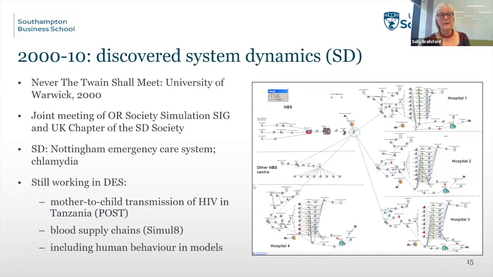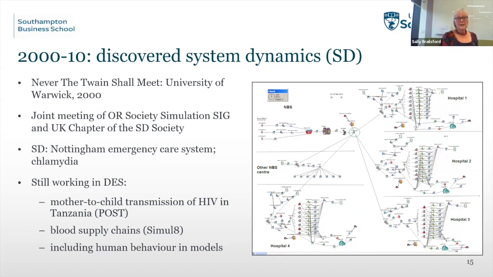In the year 2000, I met David Lane. I don't think we'd met before, but our paths might have crossed. But there was this event held at Warwick called Never the Twain Shall Meet, which was bringing together the two simulation communities, which had never really collaborated before. And I have to say, over the last 25 years, these two communities have become incredibly joined. And in fact, a couple of weeks ago, we had an event here, which was a meeting of the UK chapter of the SD Society, which was joint with the Operational Research Society SIG.